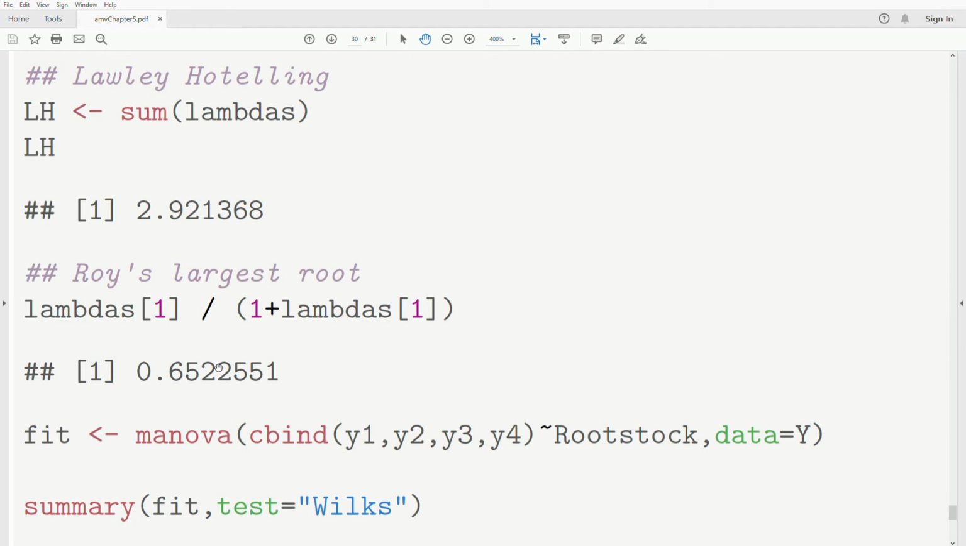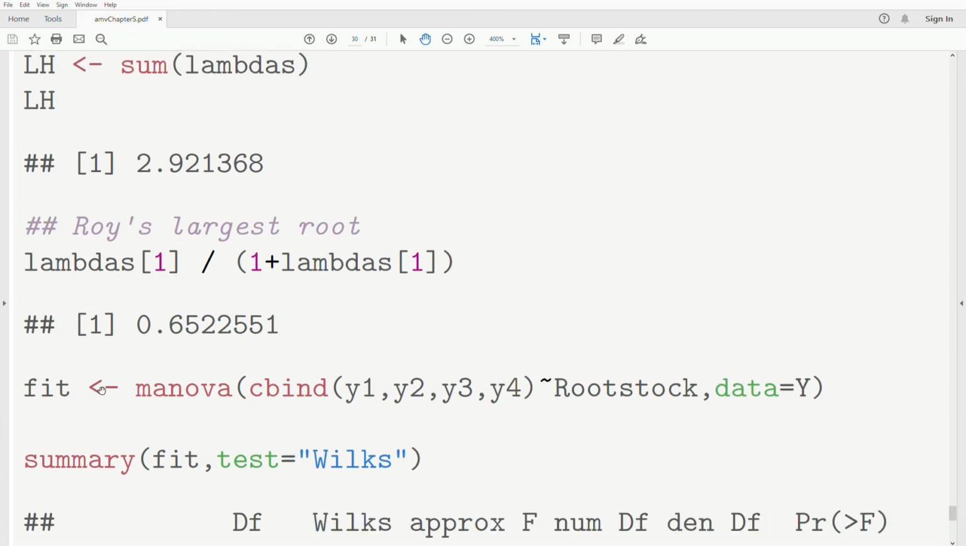And then you'd have to compare these against a book or somewhere they have the tabled values, and then compare whether to reject them or not. But we're going to use R. And to do that, it's a manova statement, and you have 4 variables in the dependent variable, and rootstock is the independent variable, and you store that function into fit.